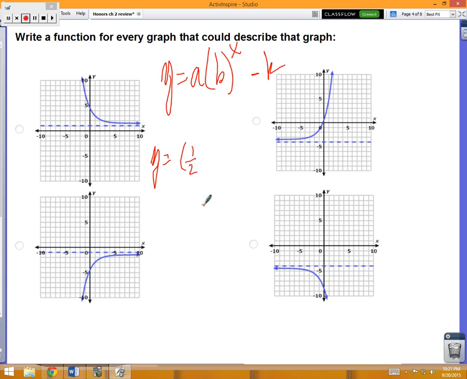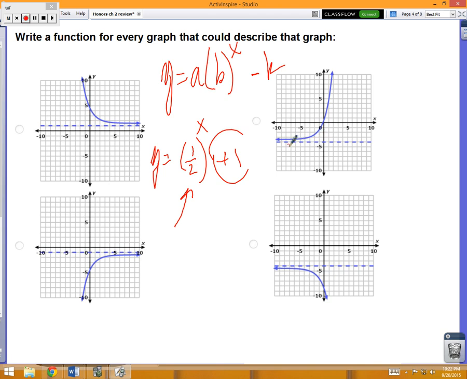So let's do 1/2. The x and this right here has to be plus 1. So to get it right, I'm looking for 2 things. That's got to be plus 1, and this has to be something between 0 and 1. Okay, the next one.